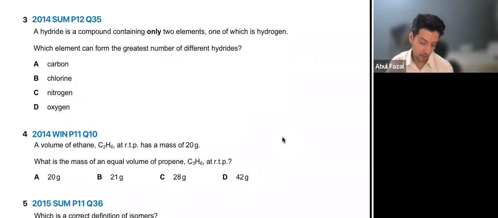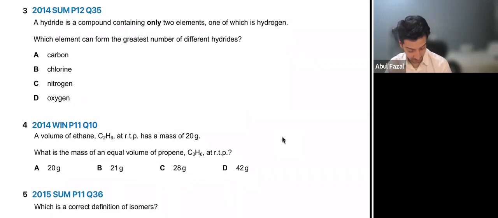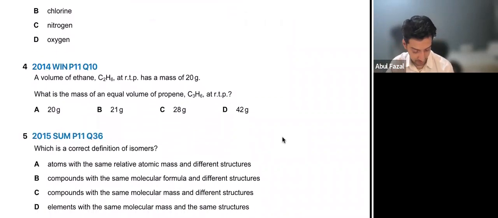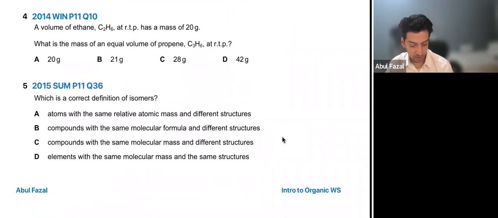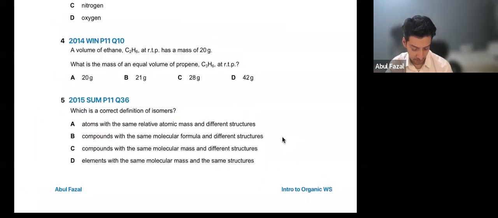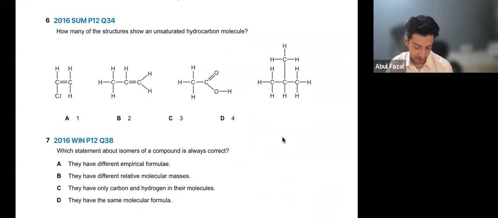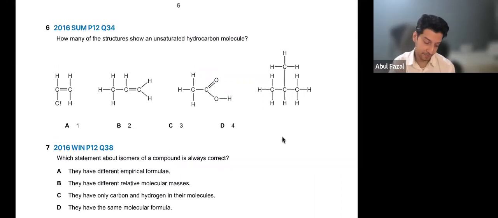Obviously it's A. Carbon's hydrides never end, right? Because carbon keeps increasing, it will keep forming them. Okay. Volume of ethane, most question. I don't think we have to do it right now. Question 6. Okay, I haven't talked about unsaturated.